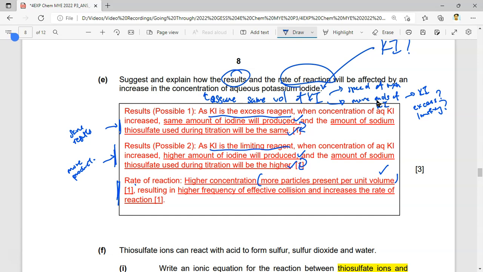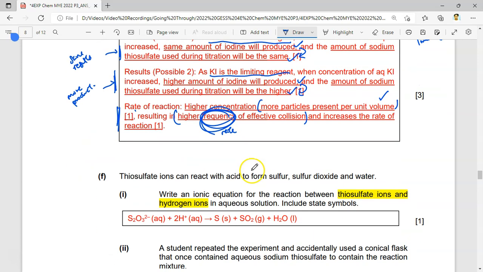Secondly, we are looking at the higher frequency of effective collisions. The word frequency is important. Don't just tell me more effective collisions or higher effective collisions. If you tell me a higher frequency of effective collisions or a higher rate of effective collisions, then I'll give it to you, because you need to include the idea of time. Frequency and rate have the idea of time present. So for this part, just take note of the answers.